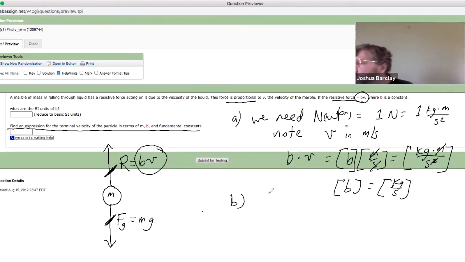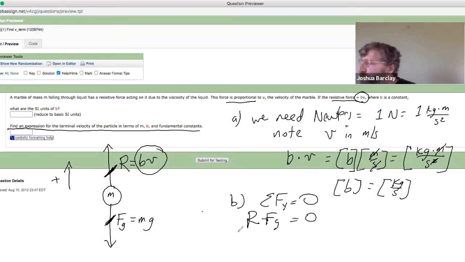So I'll do it the long way. Net force in Y equals 0. That means R, I'll make up positive. It doesn't matter which way you make positive. Actually, we're going to make down positive a lot too. In this case, that'll be R minus Fg equals 0. One more step, that means BV minus MG equals 0. But this is only true if this is V term, right? It's only not accelerating if that's the terminal velocity.